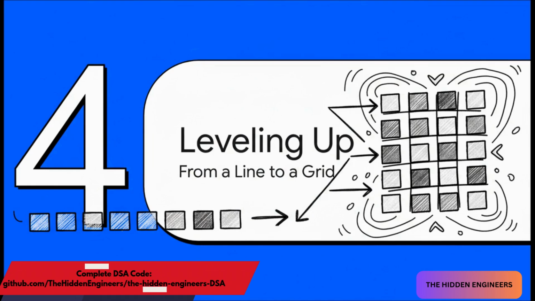So we've totally mastered this for a single line of numbers, right? A 1D array. But what if our data isn't a line? What if it's a grid? Like a spreadsheet or the pixels in an image? Well, let's level this up because this powerful idea extends beautifully to 2 dimensions.